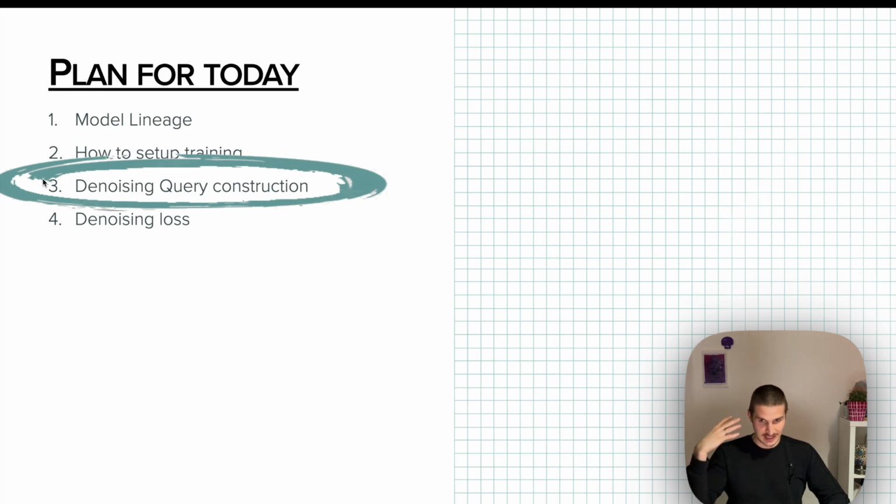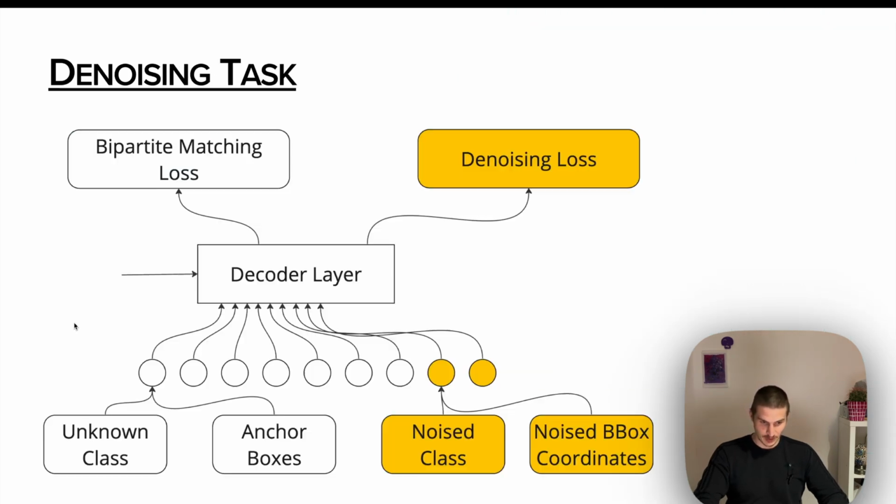So Denoising Detr is basically a technique on top of DAB-Detr to add a special sort of queries and a sort of loss to just help speed up the DAB-Detr. Sorry, not speed up, but help train it better. So at inference time, they are almost the same model. So the first thing we are going to look at is just the construction of these denoising queries.